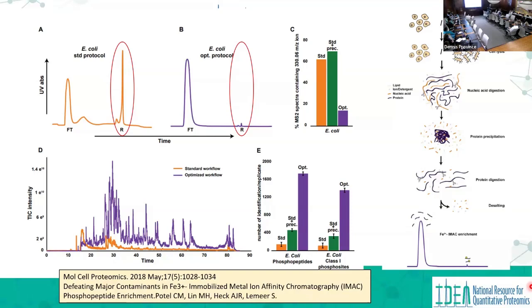I circled these areas of the chromatogram, because if you look at this paper and you just read it, you go, okay, here's the standard protocol. Here's the optimized protocol. Oh, this figure is mislabeled. Clearly the optimized protocol would have the bigger peak. No, all the phosphopeptides are down here in these little peaks. The big peak is the DNA.